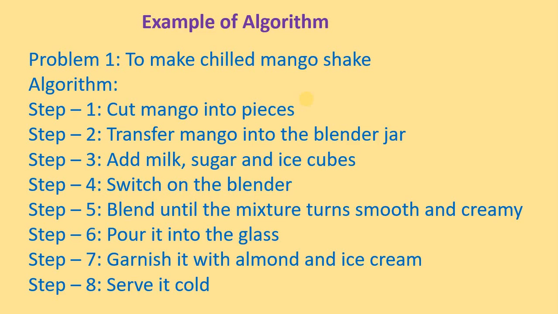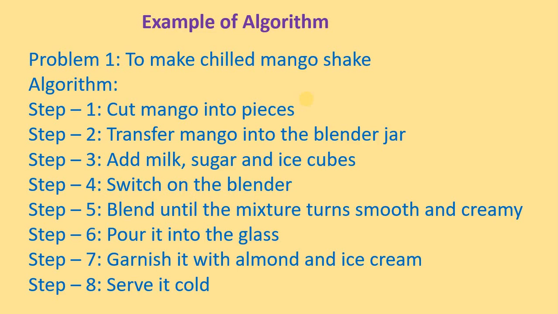When the blender is blending, you should blend it for a specific amount of time, and during that time you should check whether the mixture inside is smooth and creamy or not. Now pour it into the glass and garnish it with almond and ice cream so that it looks nice, and then serve it cold. So basically, you can see it's a very common and easy example.